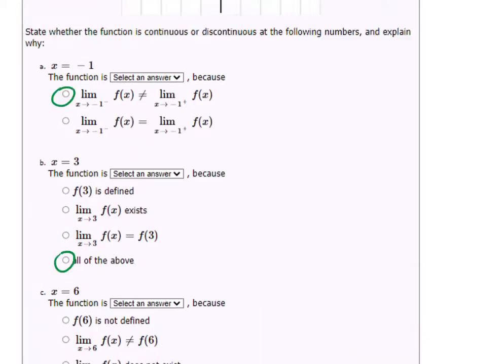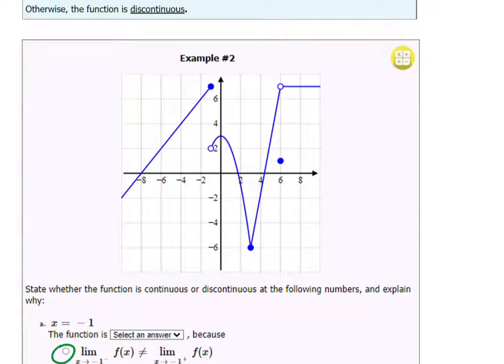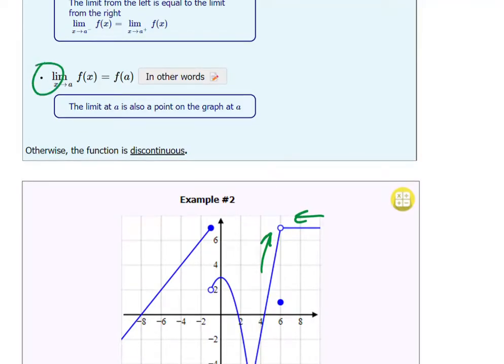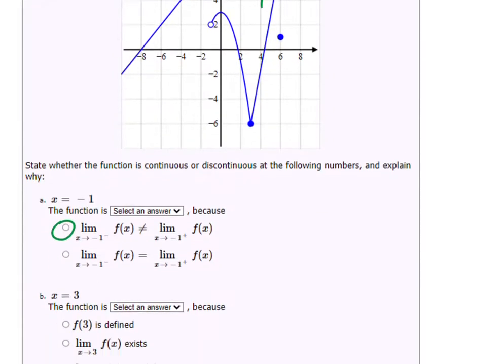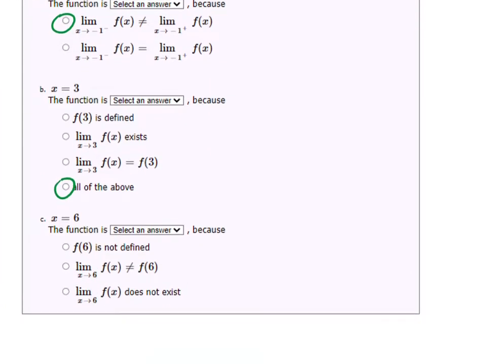So in this case, it would be all of the above. And when x is equal to 6, f of a is defined. f of 6 is 1. The limit from the left is approaching 7. The limit from the right is approaching 7. But the limit as it approaches 6 is not the same as f of 6. They're different, so it does not meet our last point there. So we'd say it's discontinuous, because they do not equal each other.